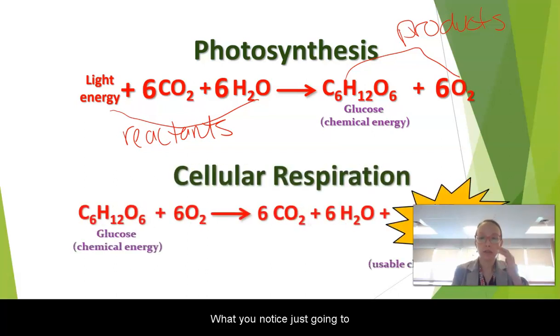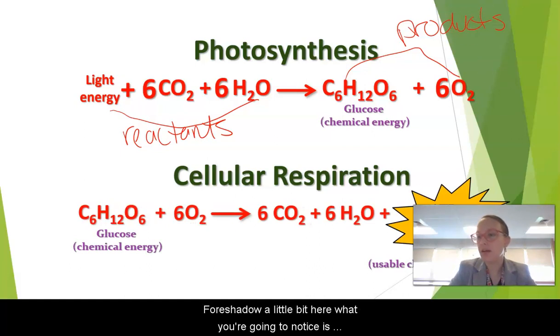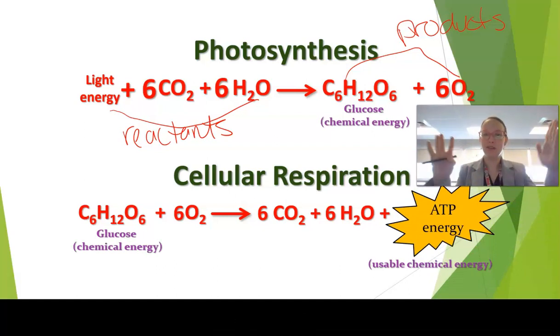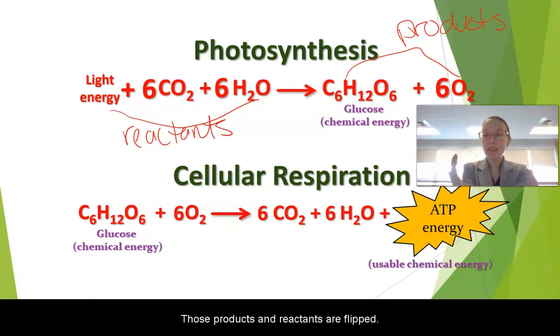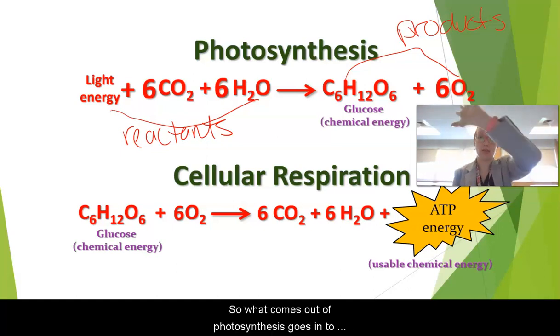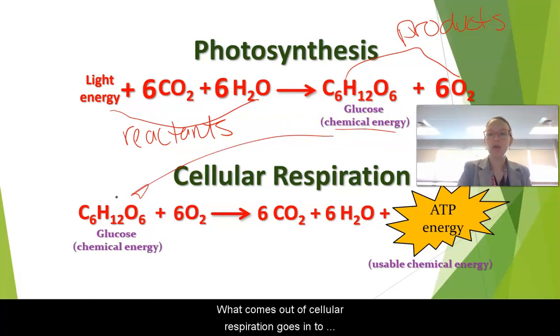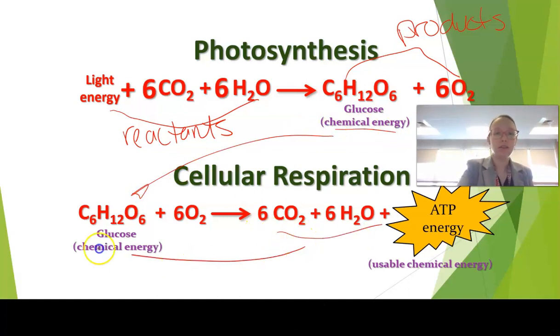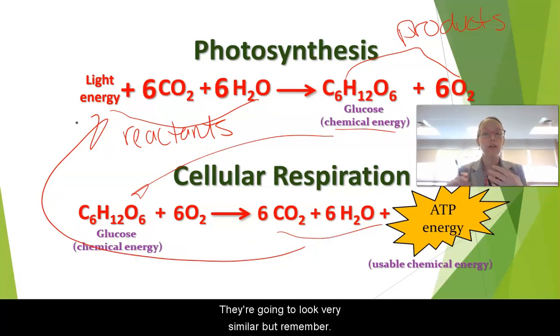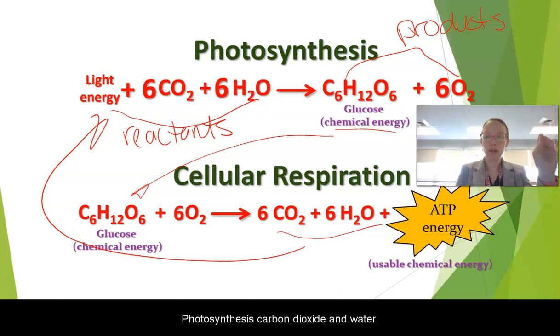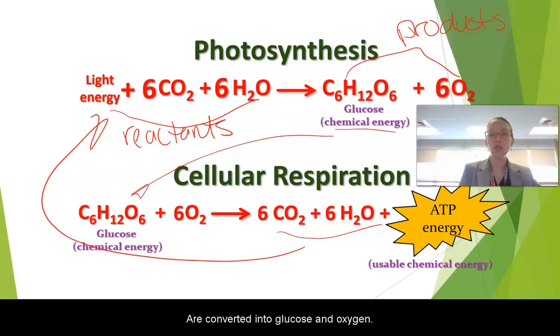What you'll notice, just to foreshadow a little bit, is that in cellular respiration, those products and reactants are flipped. They're the opposite. So what comes out of photosynthesis goes in to cellular respiration, and what comes out of cellular respiration goes into photosynthesis. So they're going to look very similar. But remember, in photosynthesis, carbon dioxide and water, with help from light energy, are converted into glucose and oxygen.